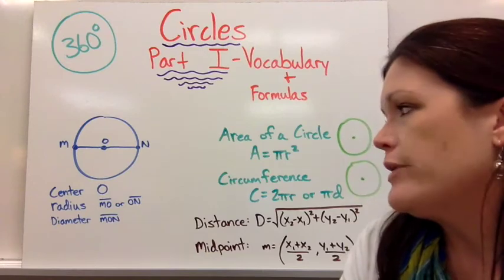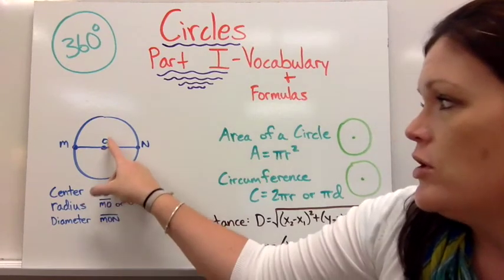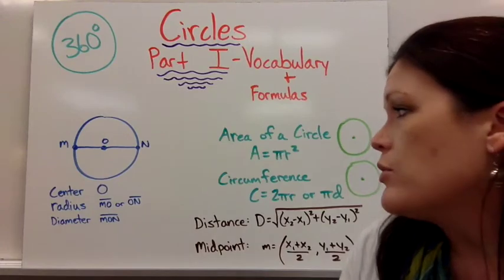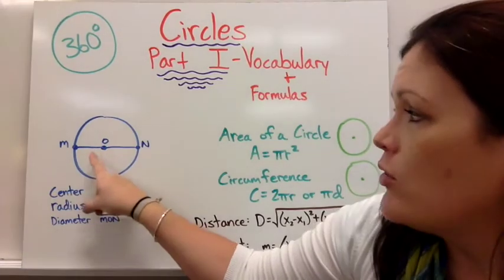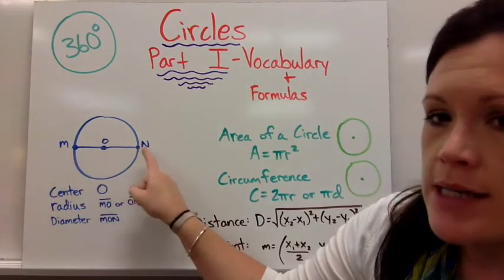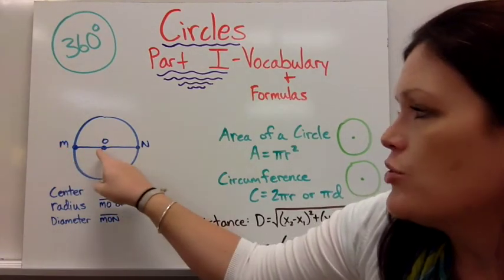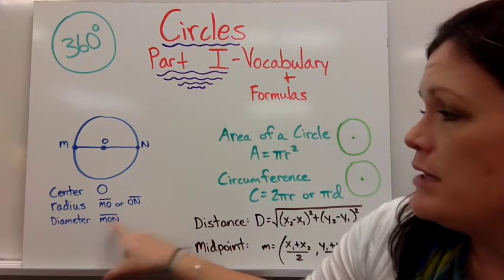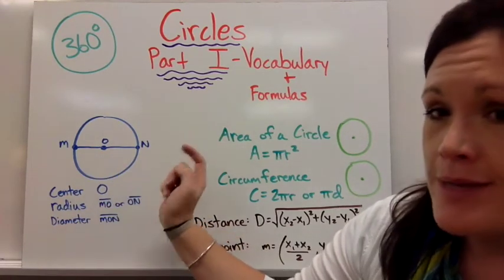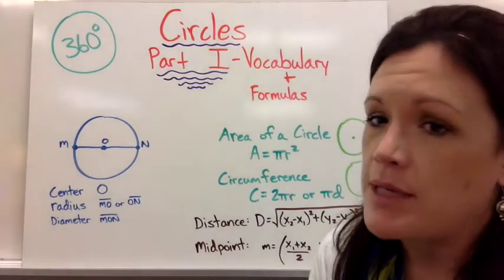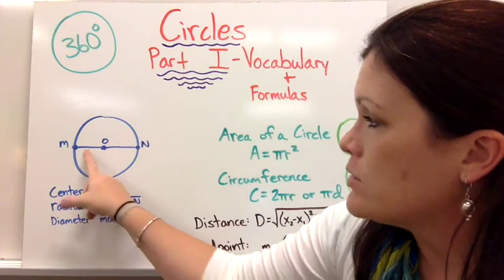The next thing I want to point out is the center of a circle. Right here is a nice little drawing to add to your notes, is O. The radius would either be MO or ON, and the diameter is twice the radius, or it's the line that connects through the center to endpoints on the circle. So you can name it MON, you could name it NOM. There are a few different ways we could have named that same segment. But diameter is twice the radius.